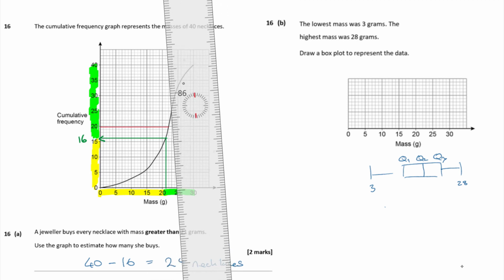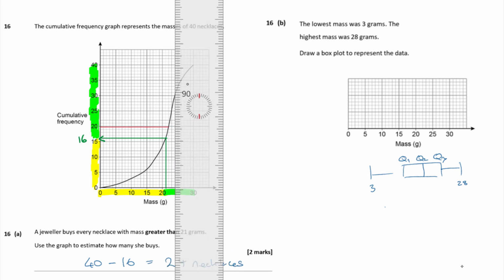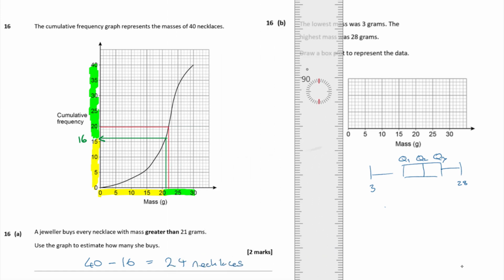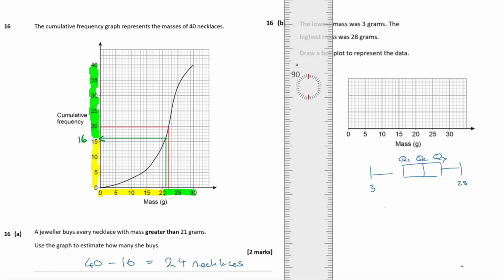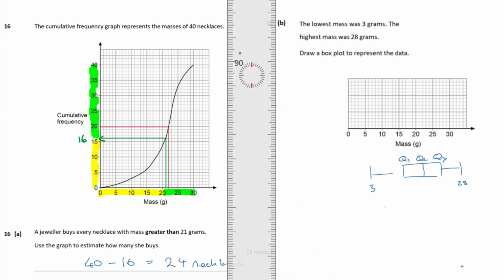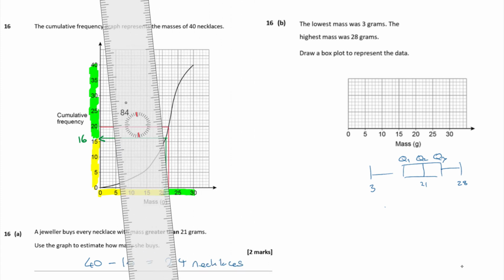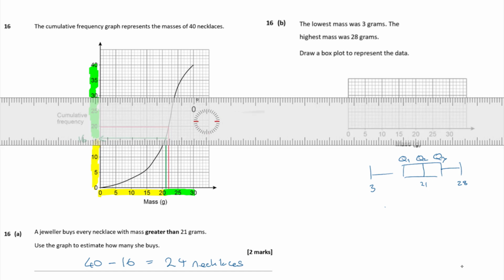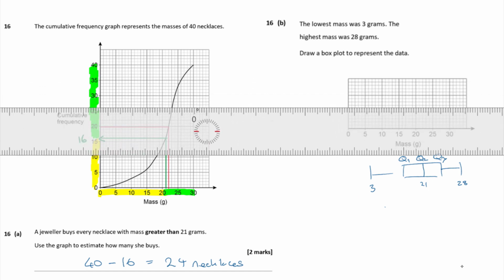Down to here. So on my graph, that seems to be about 21. So Q2 is going to be 21. And then what about Q1 and Q3? Now, Q1 is a quarter of the way through the data. If half of the way through the data is at 20, then a quarter of the way through the data is going to be at 10.